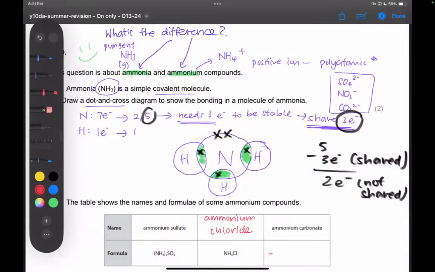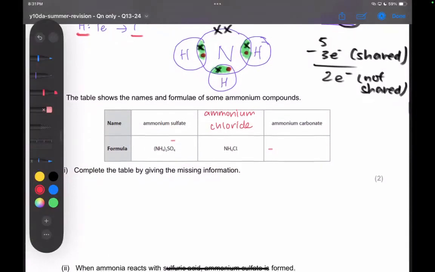And finally, for hydrogen, each of them has only 1 electron, so they need 1 more to be stable. It will share 1 and only 1. So there you go. That's the answer for drawing ammonia, NH3.